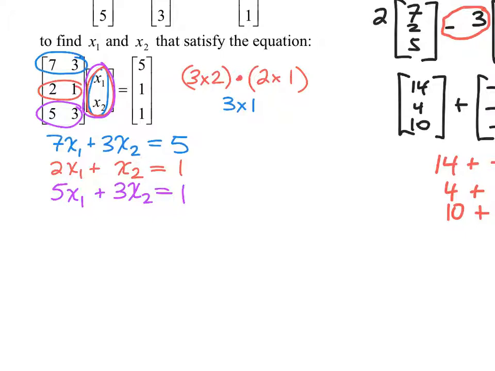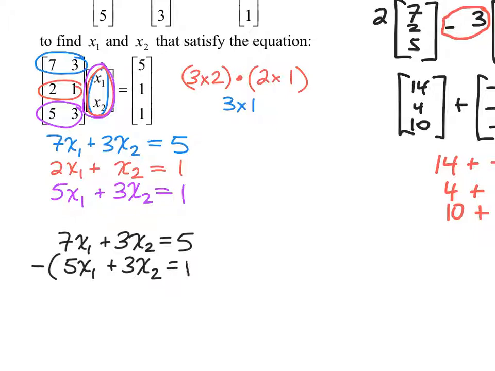I think it makes the most sense to go with the first equation and the last equation, and subtract from it the last equation. I put a 2, I meant a 1. So we'd have 2x1 by subtraction equals 4, making x1 equal to 2.